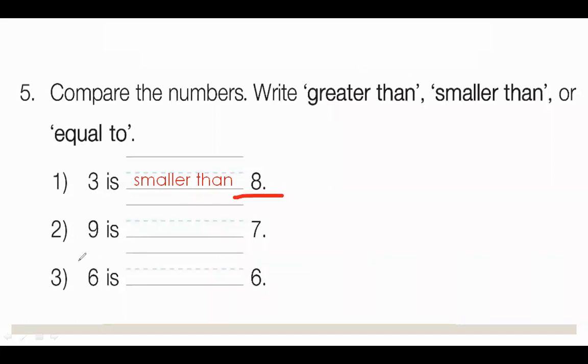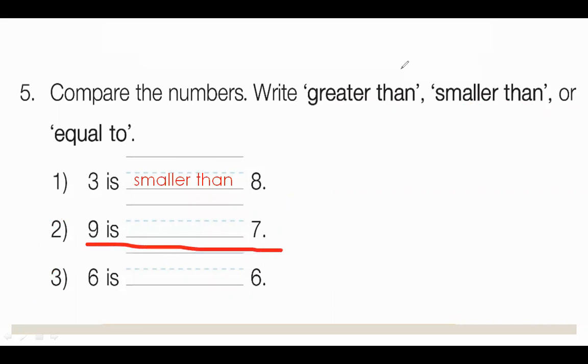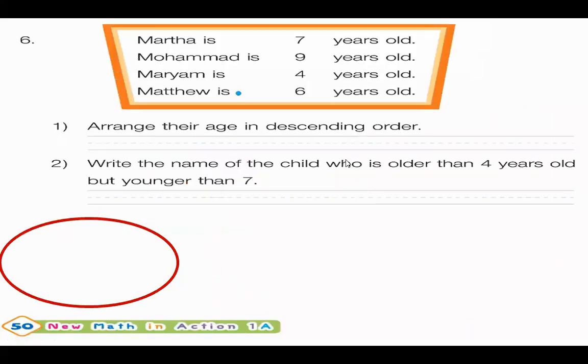Now, students, try to answer number 2 and number 3, choosing from these words only. Please check the numbers properly: which one is greater or smaller, and if both are equal. Now let's go to the next page. Here is number 6. Let's read. Martha is 7 years old. Muhammad is 9 years old.